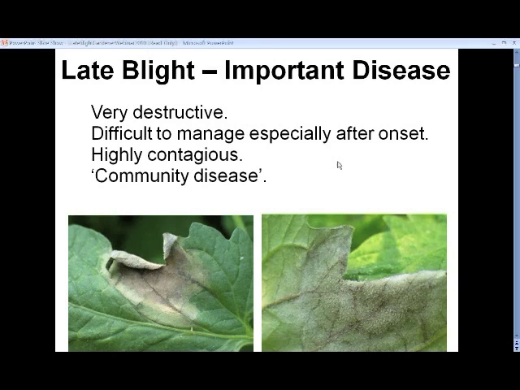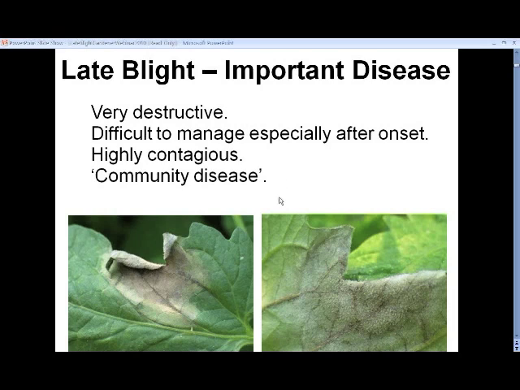It's a very highly contagious disease, which means that if it's occurring in your garden and you don't manage it, the pathogen can move to other gardens, other farms, and they will be impacted. We consider it a community disease because it is so destructive and so highly contagious. We all need to manage it together. We all need to know where it is.